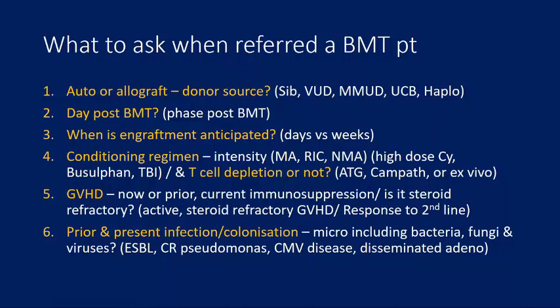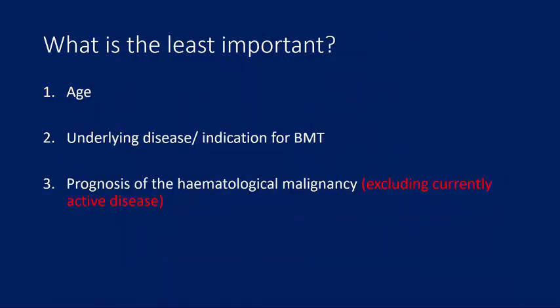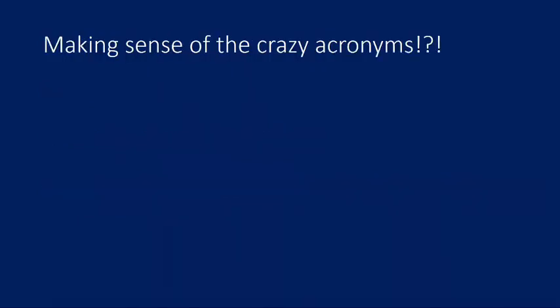What seems to be least important is actually how old they are, what their indication for transplant is, and what the estimated prognosis of their hematological malignancy pre-transplant was. The obvious exclusion there is that patients who have actively relapsed post-transplant have a very poor prognosis. But the key factors for prognosis are really graft versus host disease, invasive fungal infection, number of organ system failures, and the response of those organ system failures to the initial measures in the first 72 hours of admission to ICU.